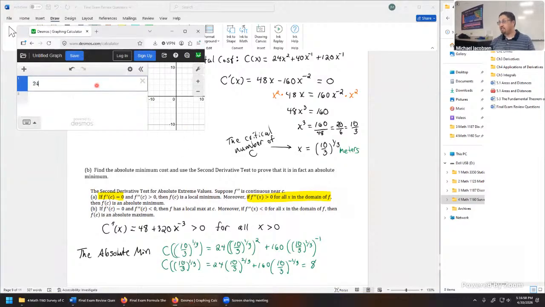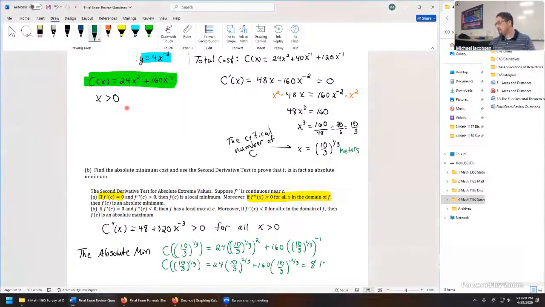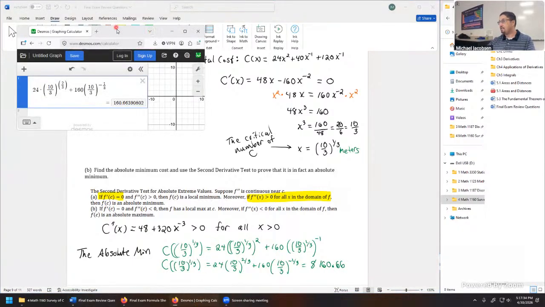So to the nearest cent, this is 24 times (10/3) to the exponent 2/3. We're up to $53, but that's not the whole story, plus 160 times (10/3) to the power of -1/3 gets us $160.66. Again, this is weird because this is a gigantic container. But as far as the math goes, that would be the conclusion.